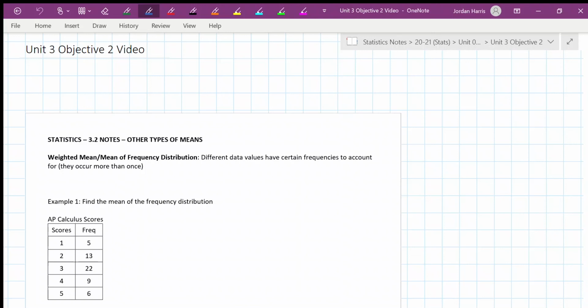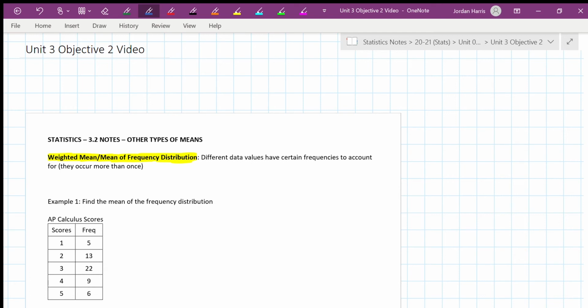This is 3.2, other types of means. So we're going to talk about a couple other types of means. You have your typical mean that you're used to, and then we have a weighted mean, or a mean of a frequency distribution, which we'll talk about again later, actually. But just introducing it now.